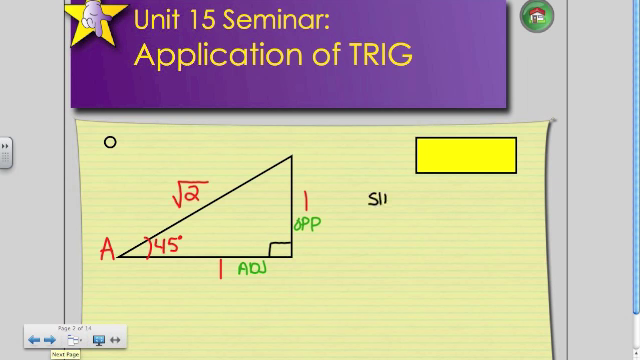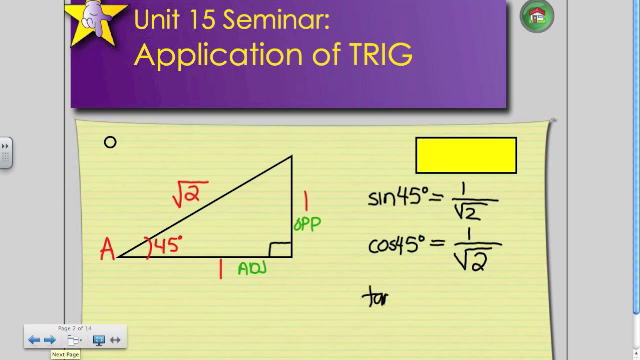So my sine of 45 degrees is going to be equal to opposite over hypotenuse. So it's 1 over root 2. Cos of 45 degrees is going to be adjacent over hypotenuse, which is also 1 over root 2. And tan of 45 degrees is going to be equal to opposite over adjacent, which is just 1 over 1, which is equal to the nice whole number 1.